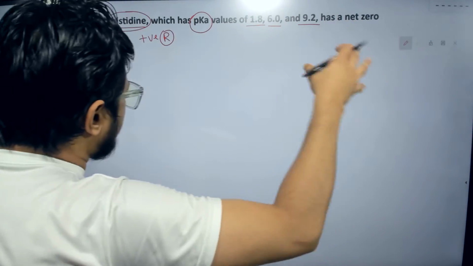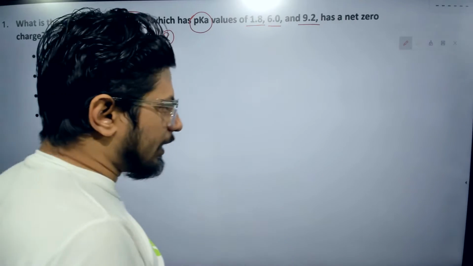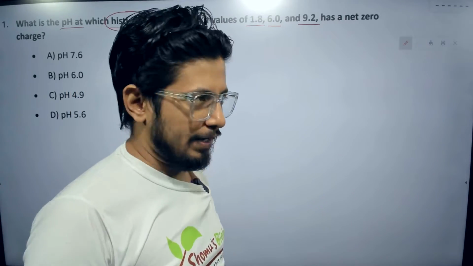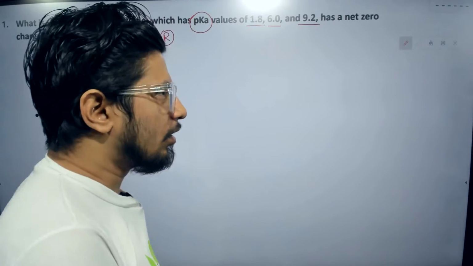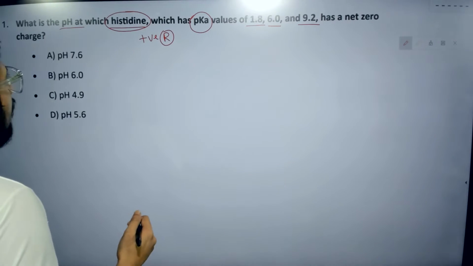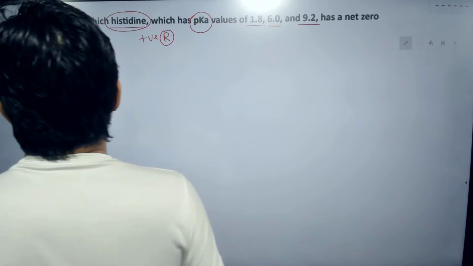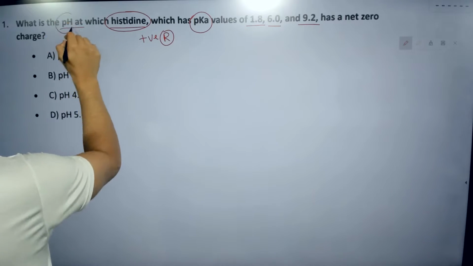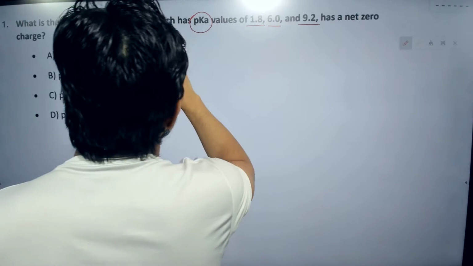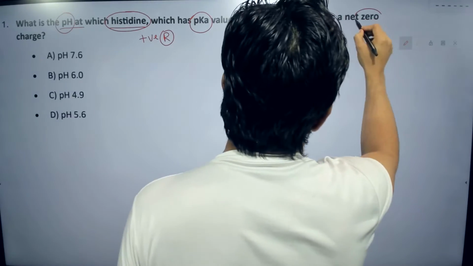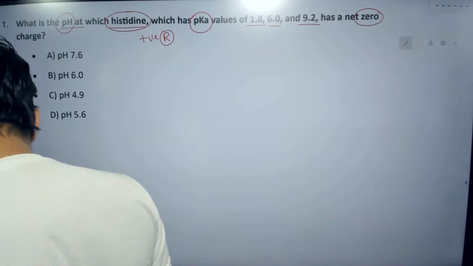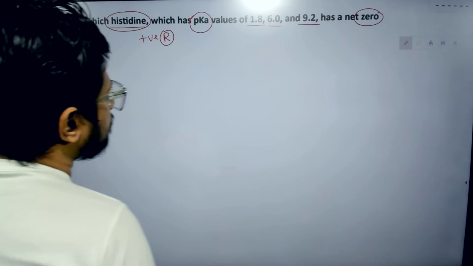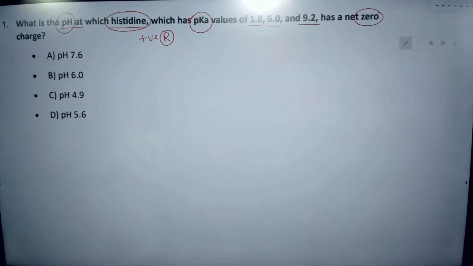Generally in exams the math questions will be asked from amino acids having 3 pKa values because it becomes a little more complicated to answer. So now at what pH would the net charge of histidine be 0? Okay. The net charge of histidine would be 0.